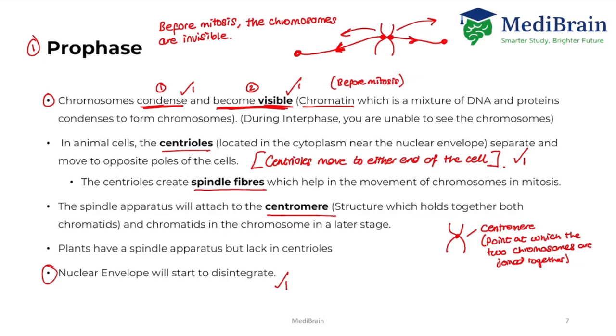So it's a long paragraph. The reason why is I wanted to explain some of the concepts to make it more understandable. But what I've ticked over there are the key points that you need to know for exam purposes. The chromosomes condense and become visible, the centrioles move to either end of the cell, and the nuclear envelope starts to disintegrate.